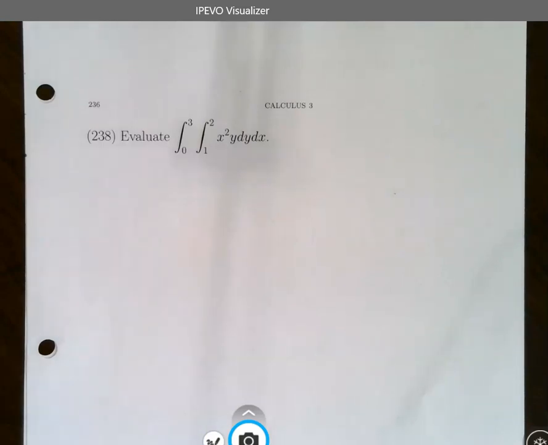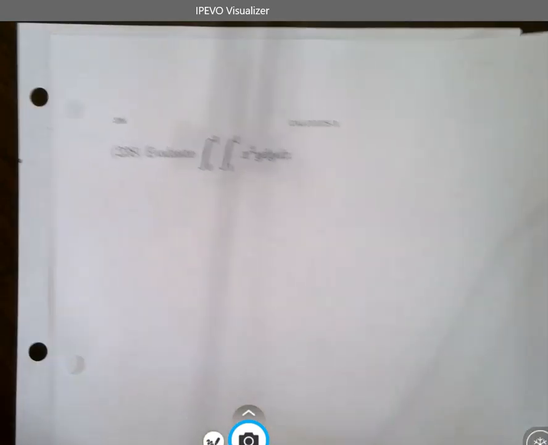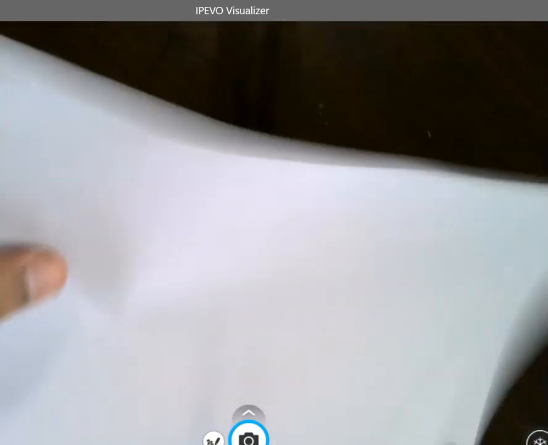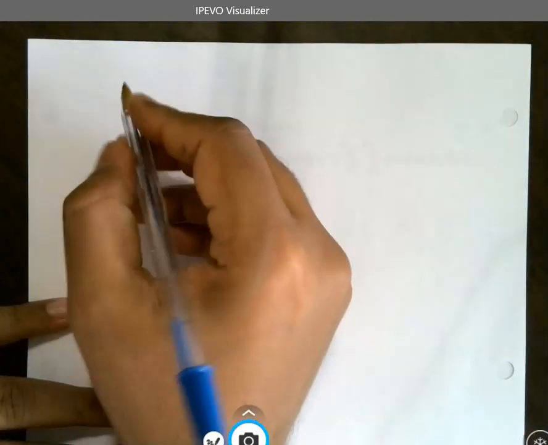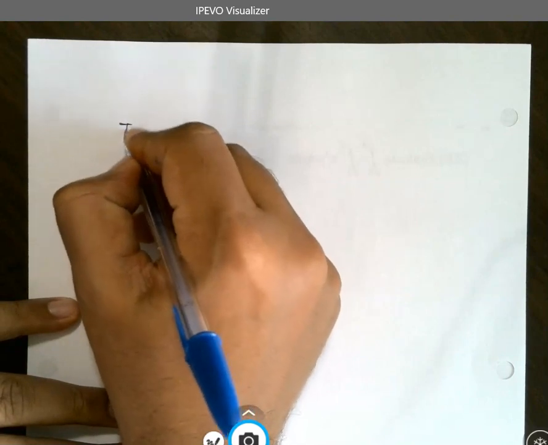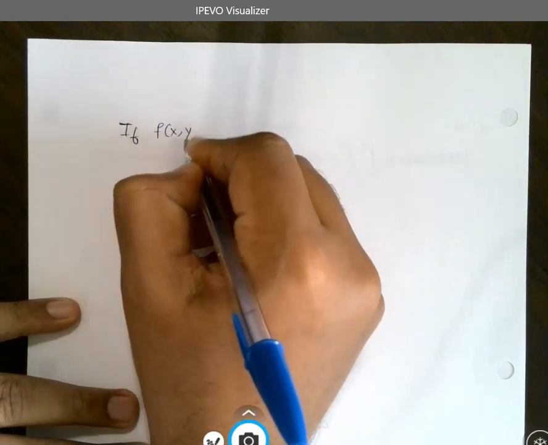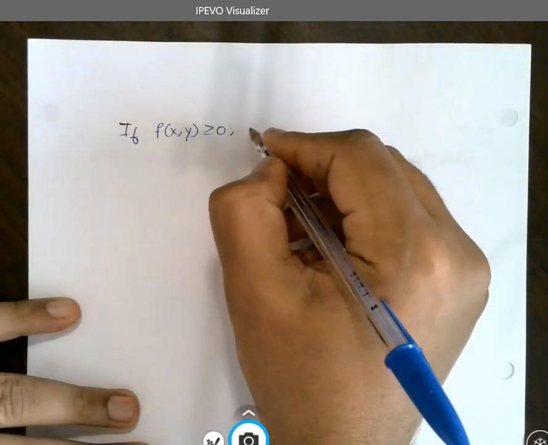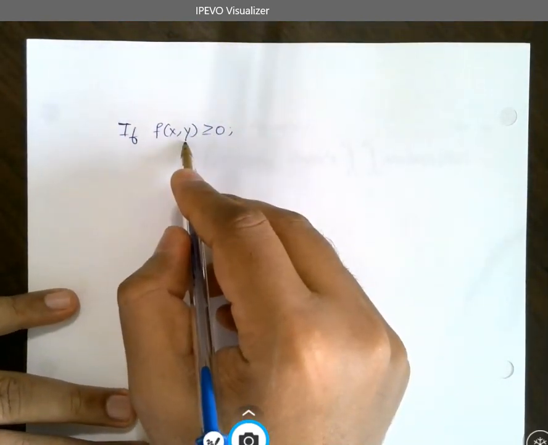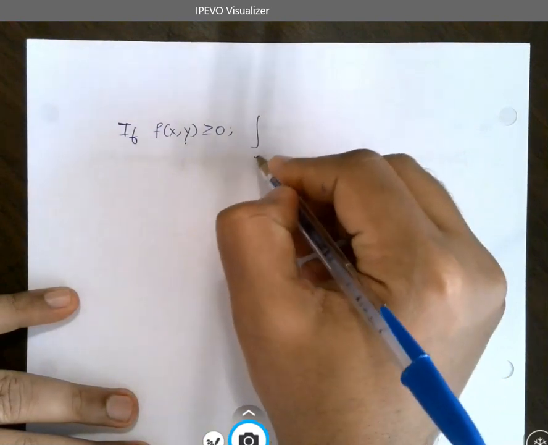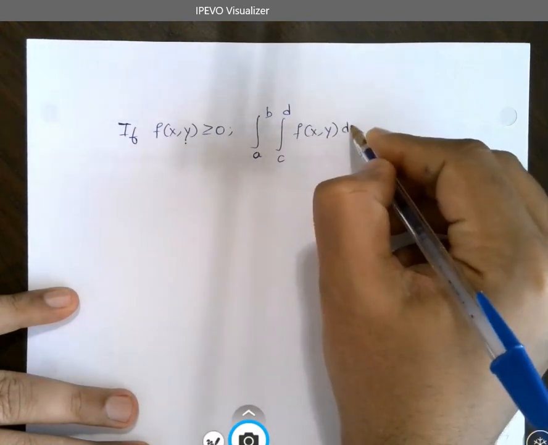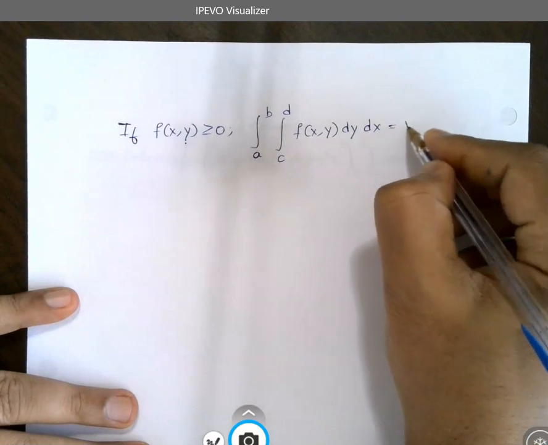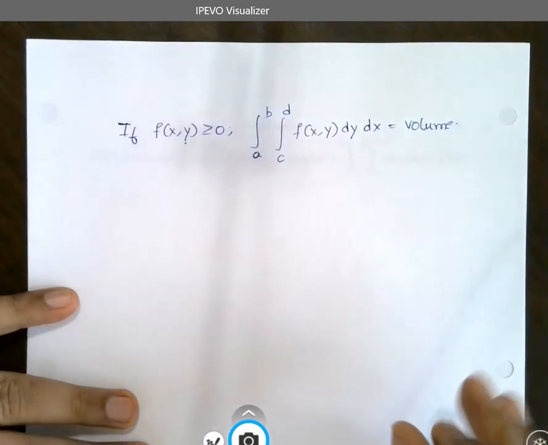Hello all, today we will discuss section 15.1, and I want to give you a little backdrop of what is happening in this section. In this section we are evaluating double integrals. If the function f of xy is greater than or equal to 0, that means the function is non-negative, then when you integrate from a to b, integral c to d, f of xy dy dx, that will give you the volume. That's what is happening in this section, broadly speaking.